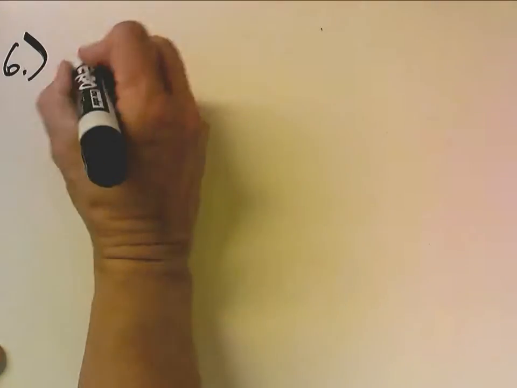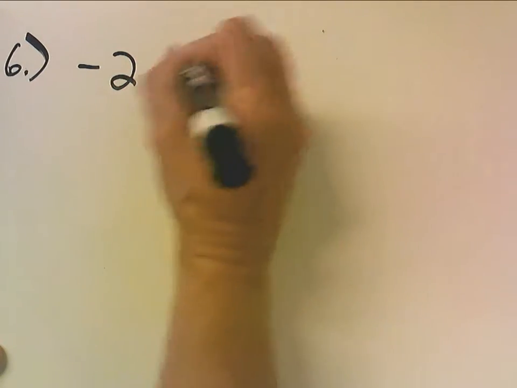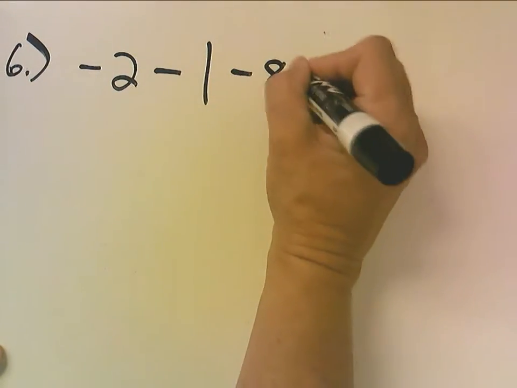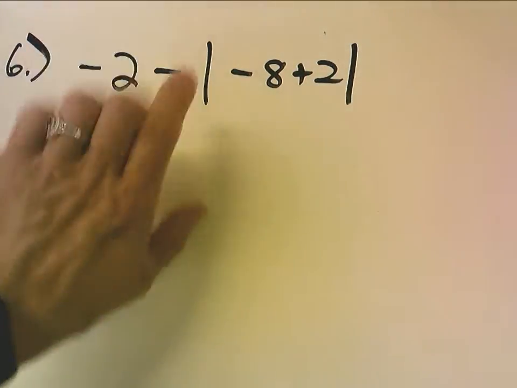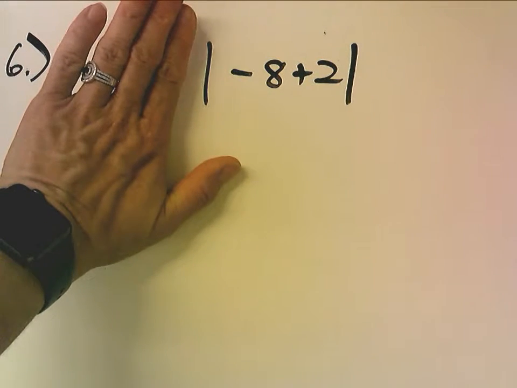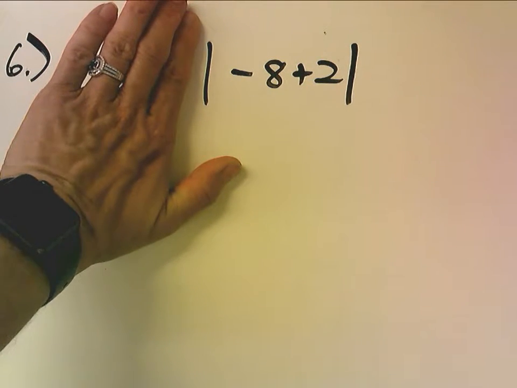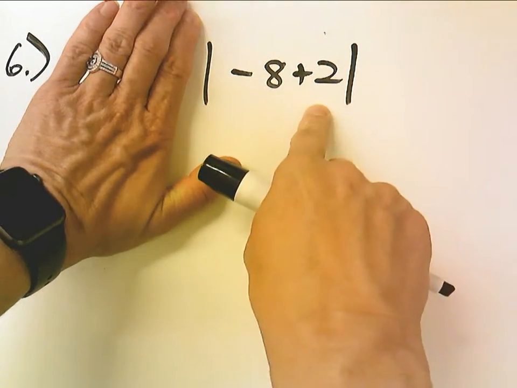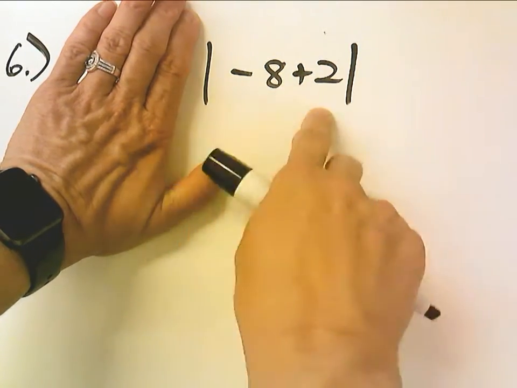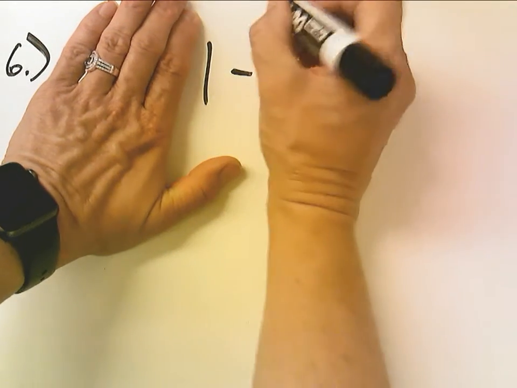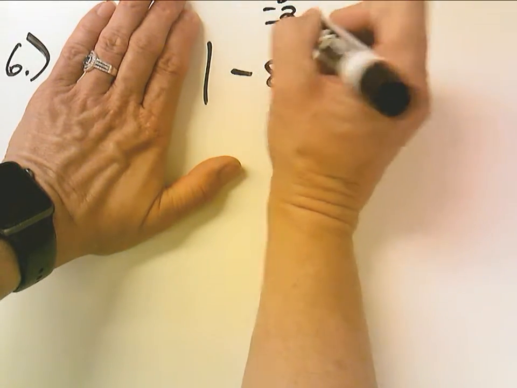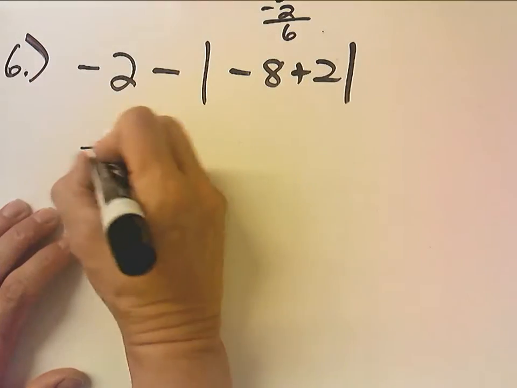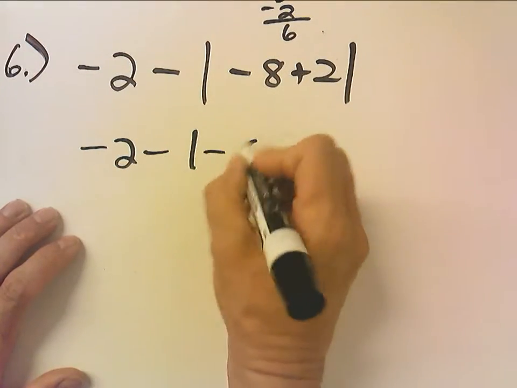Now let's go over number 6, because I think number 6 is equally as difficult. So, negative 2 minus the absolute value of negative 8 plus 2. I don't do minus a negative, I say stop. Simplify what's in the absolute value first. I'm adding a negative and a positive. The negatives are going to win. How much are the negatives going to win by? I don't know. I'll find the difference between 8 and 2. And the answer is negative 6.